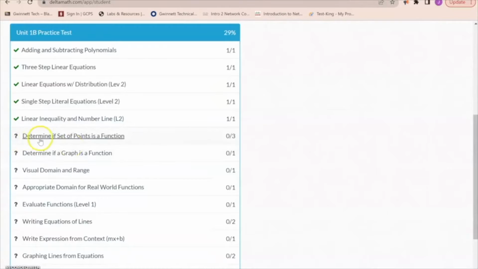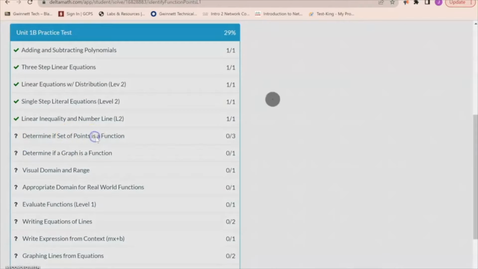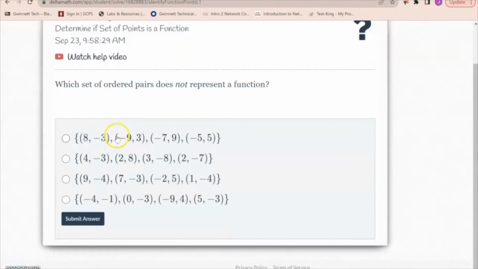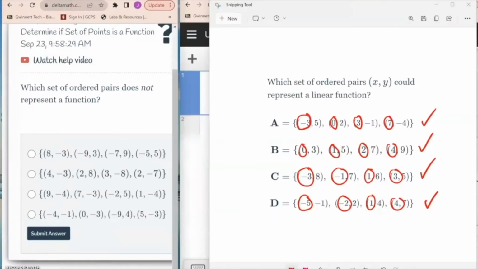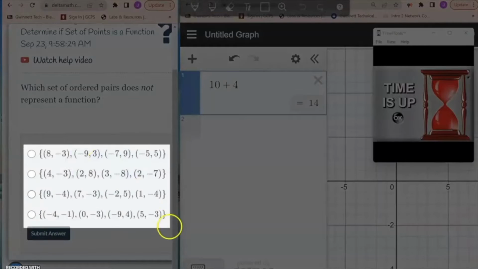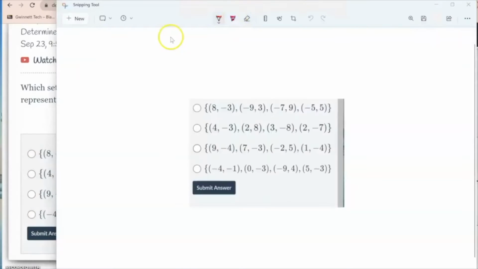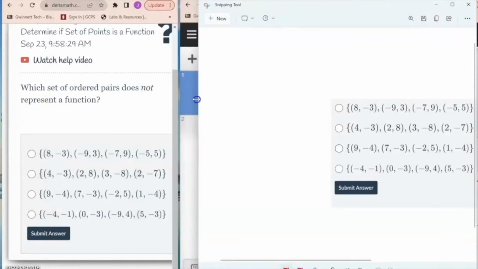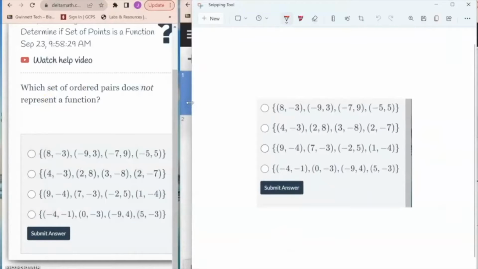So I'm going to do the next one, which is determine if set of points is a function. Again, what makes a function is that x does not repeat. Be careful, because you do have to read the question. Sometimes it's if it's not a function. So what does this question say? Not a function. So I'm just going to find all the ones that are functions.